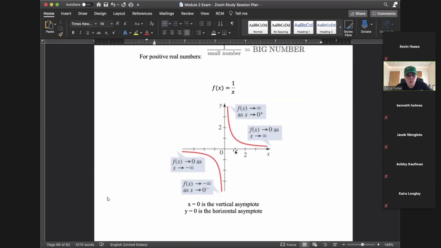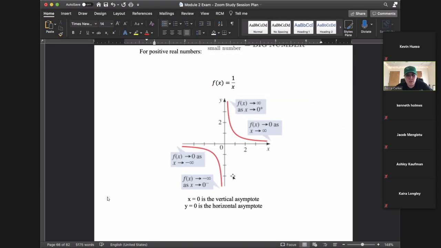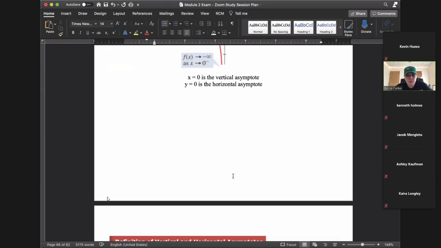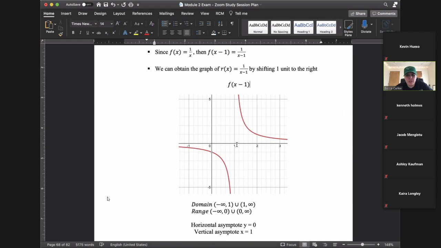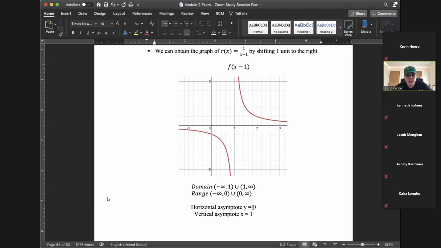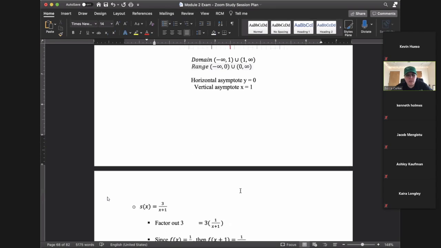So if we're shifting it 1 over to the right, then this vertical asymptote is now going to be x equals 1. So we'll show it down here. Now we've just shifted everything over 1. The vertical asymptote is still the same thing, but we've shifted it over 1. Here's the domain and range. Now the horizontal asymptote is still y equals 0, and the vertical asymptote is x equals 1.